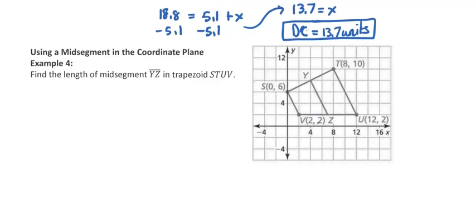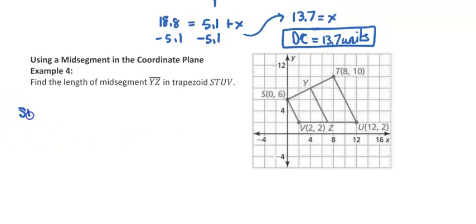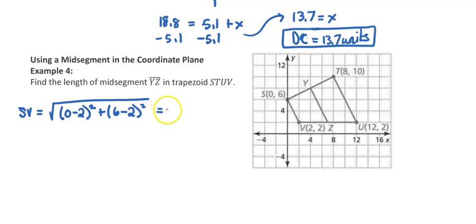All right, this one wants us to find the length of mid-segment YZ in this trapezoid. So what we can do here is find the length of SV, and we're going to need to use the distance formula for that. So we're going to do x2 minus x1 squared plus y2 minus y1 squared. I can use a calculator to help me find that number. It ends up being the square root of 20. I'm just going to leave it like that instead of as a decimal. It's just easier to do math with later on. I put everything under the square root in my calculator, and I got 20, and then I just write it as the square root of 20.